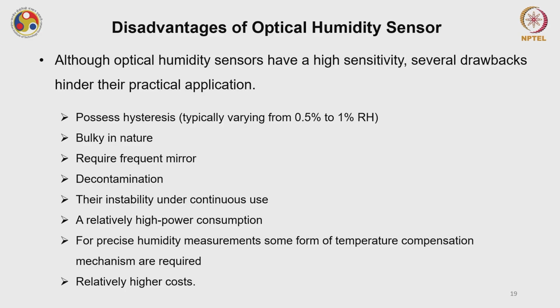Power consumption in these devices is very high, because you have to operate the source and the detector, and if you are using lens systems, they may also require some arrangements, particularly for their movements. For precise humidity measurement, some form of temperature compensation mechanism is required. And lastly, these devices are costly. So you need some alternate mechanisms or alternate transduction techniques based on which you can develop a more user friendly and more cost effective humidity sensor.